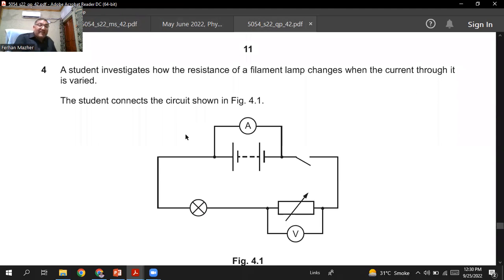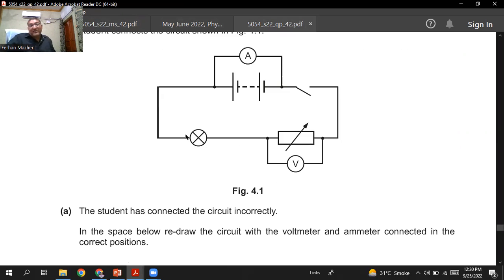He says the student investigates how the resistance of a filament lamp changes as the current through it is varied. The student connects the circuit shown in figure 4.1. The student has connected the circuit incorrectly. In the space below, redraw the circuit with the voltmeter and ammeter connected in correct positions. You are talking about the lamp. So this ammeter should not be here, parallel to the battery. It should be here in series with the lamp.